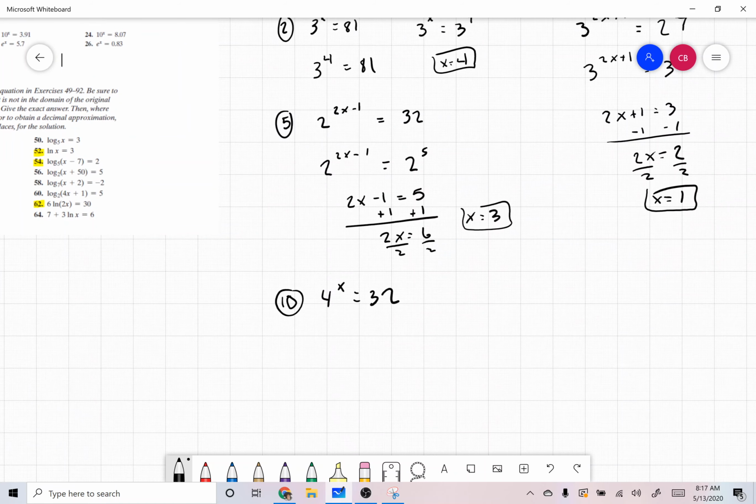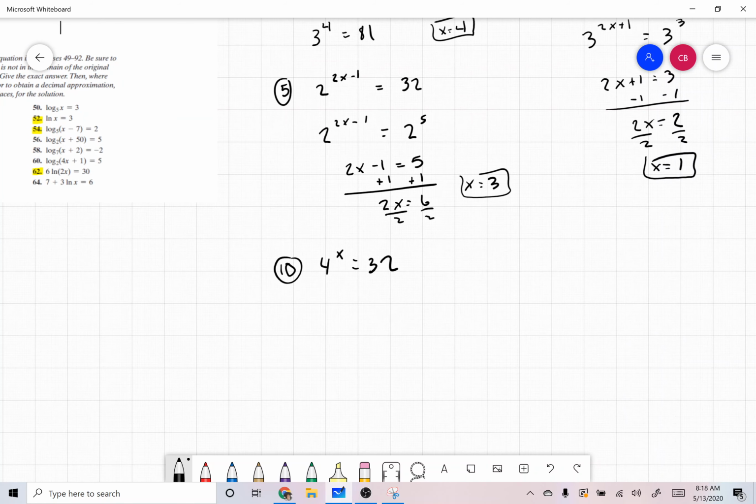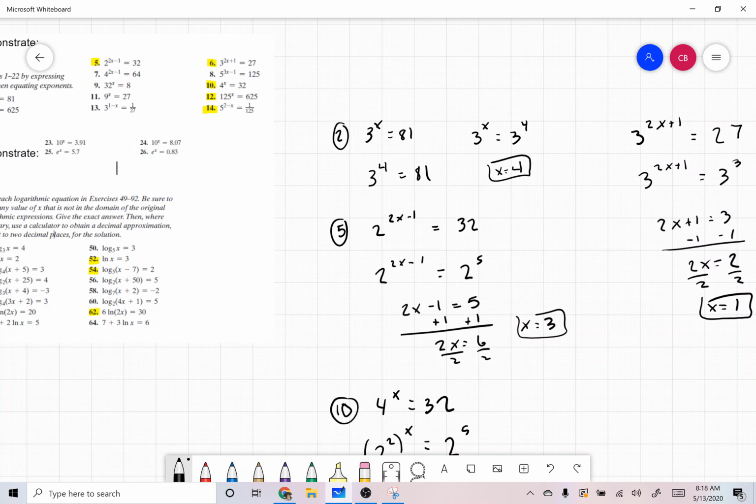Well, in this case, 4 doesn't have a power that goes into 32. So what do you think we should do? Well, these both are powers of 2. So this is 2 squared to the x is equal to 2 to the 5th. Now we know the power rule says if you raise a power to a power, you multiply them. So this is 2x is equal to 5. We divide by 2, we get x is 5/2, which means it is a square root, and then you're raising the inside to a 5th power.